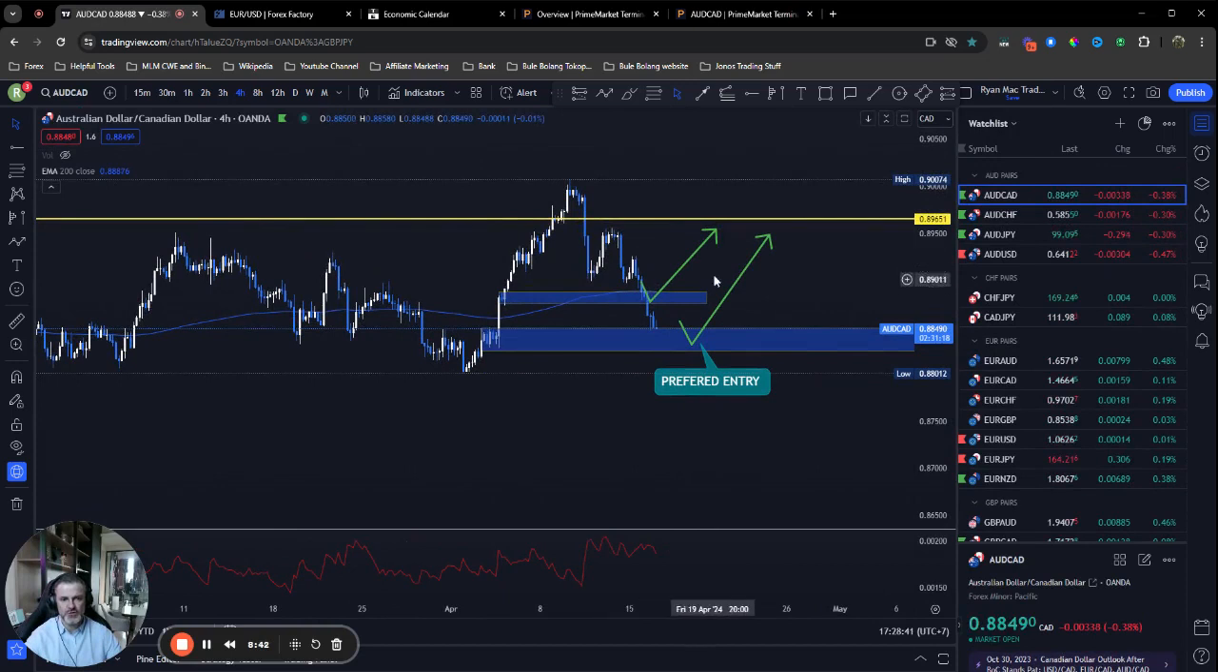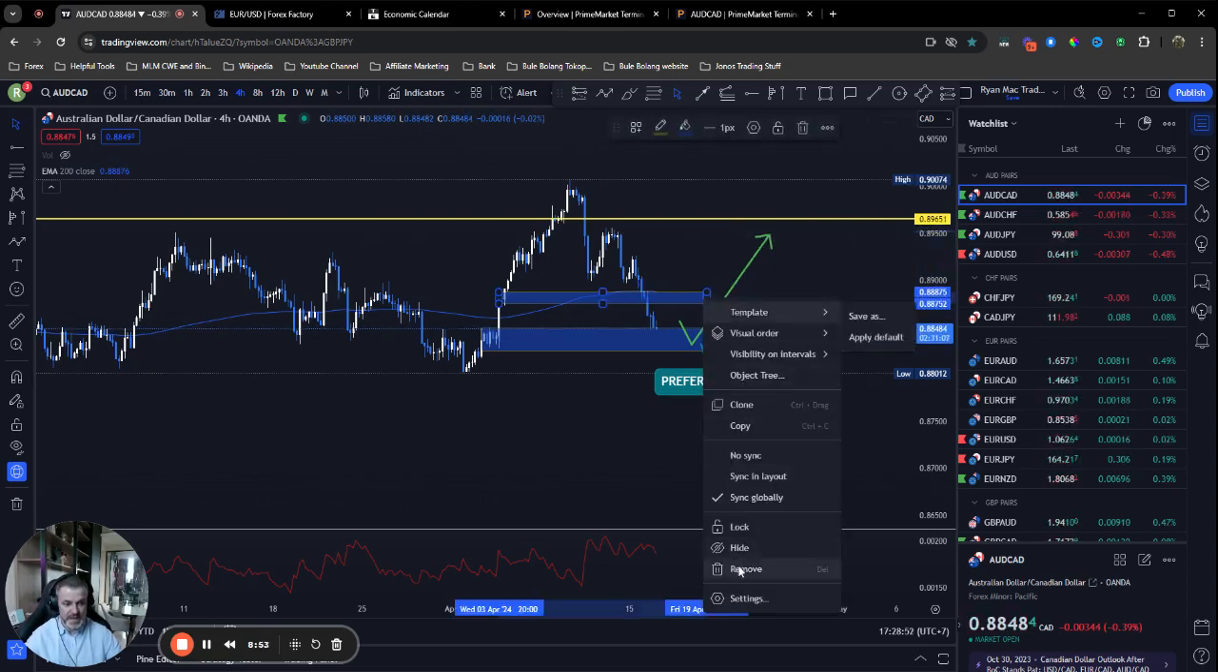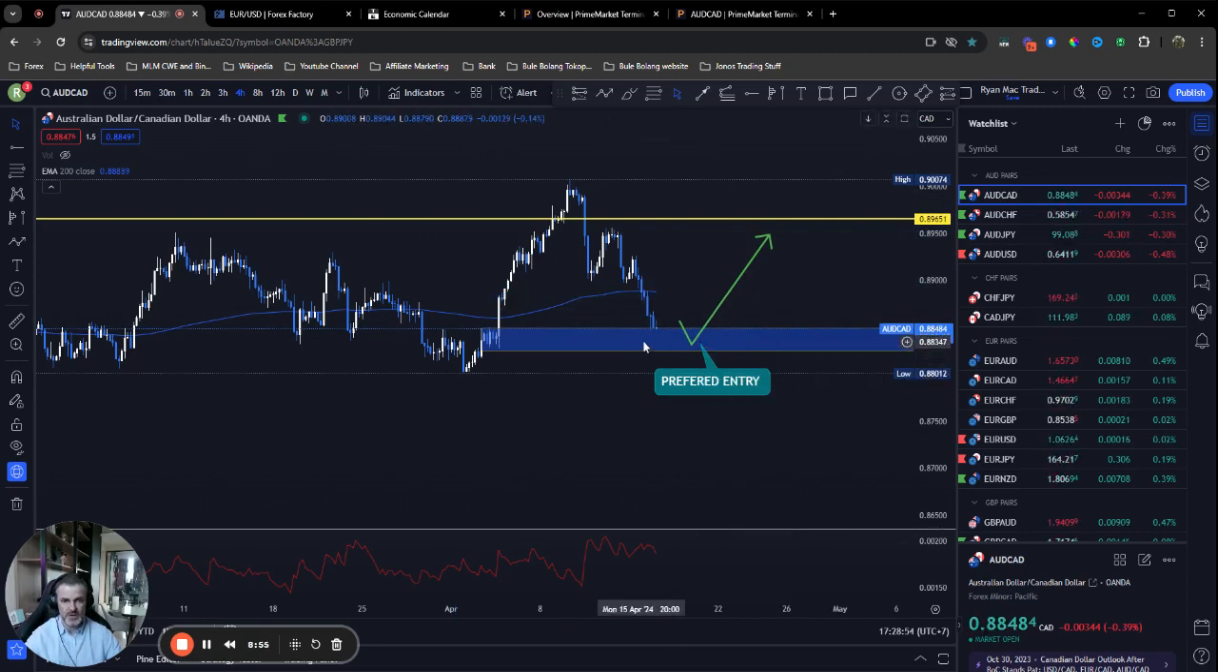Here's the one I drew up. I'm going to delete this now because it's already passed. So this is an A area, which it could have bounced from and moved, but it hasn't. So I'm just going to delete this now right in front of you. And I'd already typed up, this is a preferred entry.